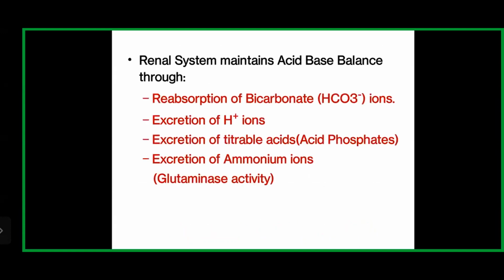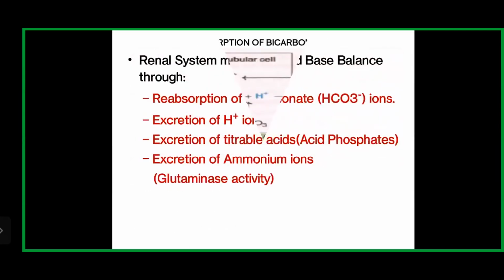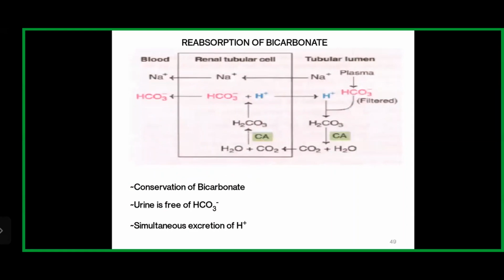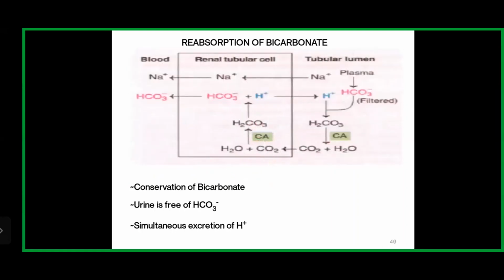Now, the renal system maintains the acid-base balance through reabsorption of bicarbonate ions, excretion of hydrogen ions, excretion of titratable acids, for example, acid phosphates, and excretion of ammonium ions by the glutaminase activity. Now, let's see how the kidney maintains the acid-base balance. First, the reabsorption of bicarbonate. Here we can see the tubular lumen, the renal tubular cells, and the blood.